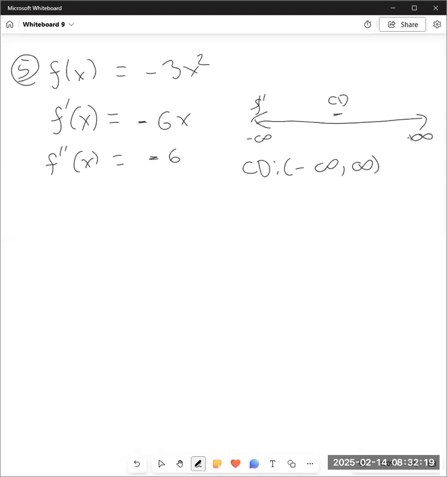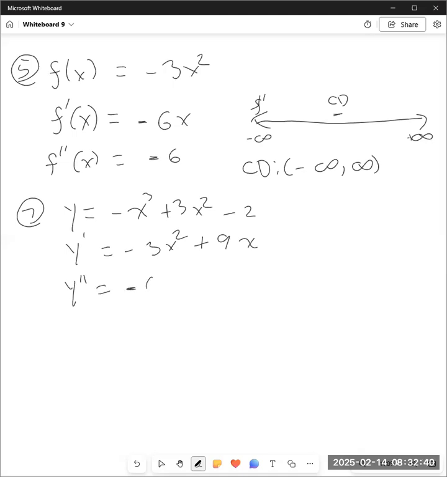Let's look at another problem that's going to have some additional intervals to it. y equals negative x cubed plus 3x squared minus 2. My first derivative will be negative 3x squared plus 9x. My second derivative will be negative 6x plus 9. When I set that equal to 0 to find where it changes sign, then negative 6x equals negative 9, x is equal to 3 halves.